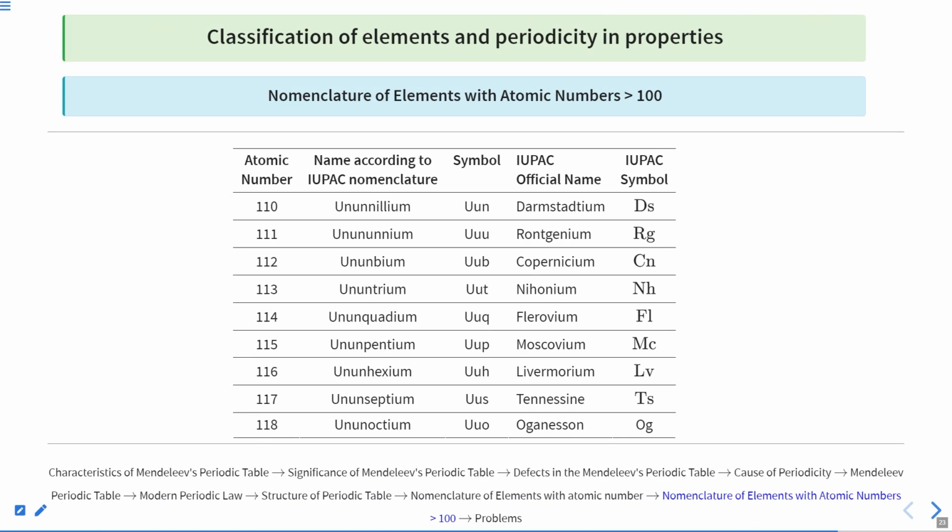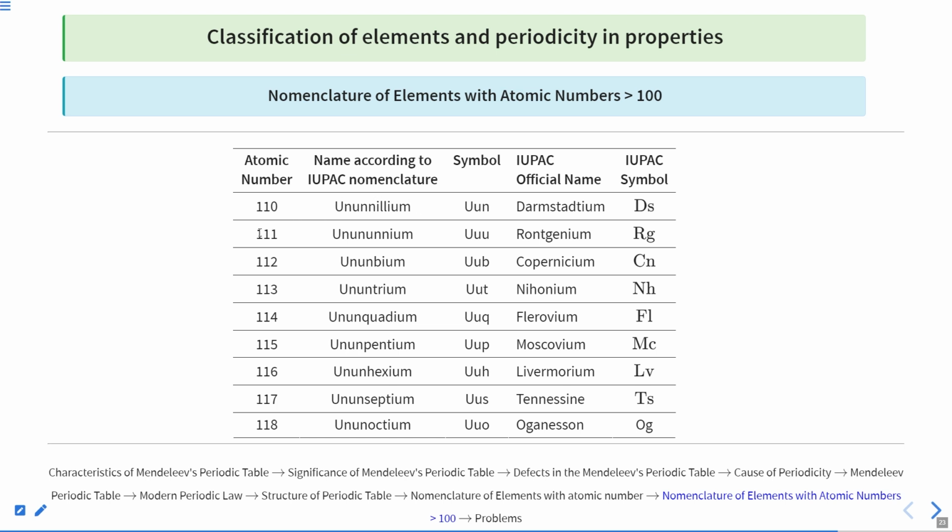Now moving to other elements. Suppose we have atomic number 110. You can just try this out. It will be a fun activity. Suppose I'm trying it for 110 again. So 1, 1, 0 are there. So un, un, then for 0 we have nil, and ium at the last. So ununnilium.